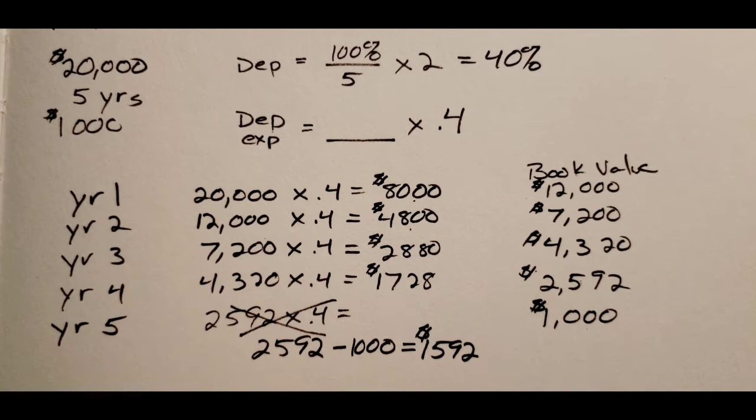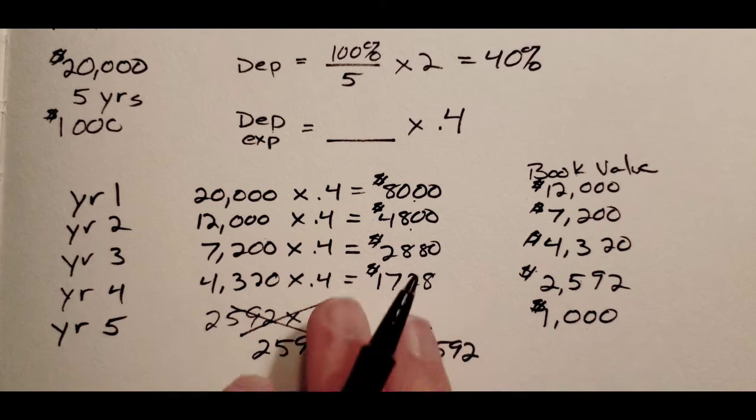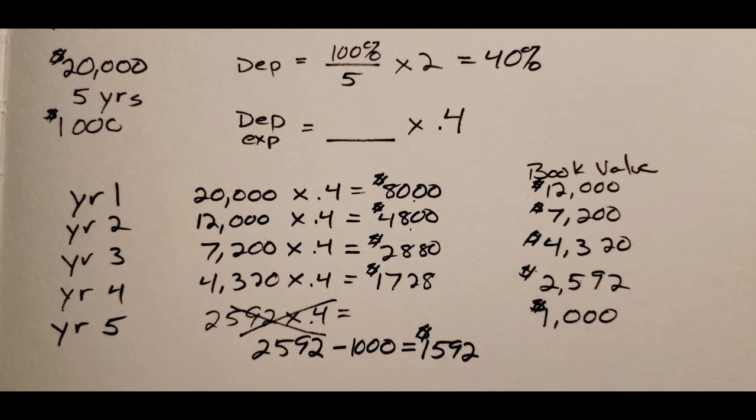So be careful when you're doing declining balance depreciation. If it asks you for year 5, or not always year 5, but the last year, it's going to get a little tricky when you get down to that point. So just be careful with that.